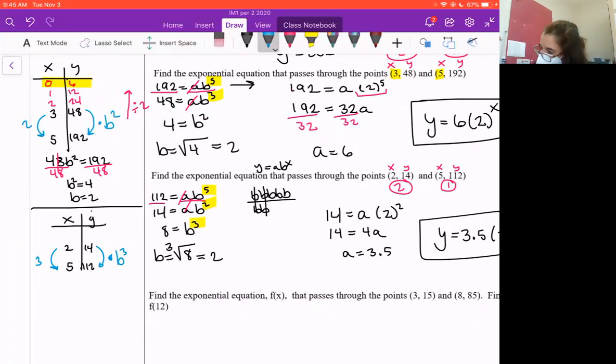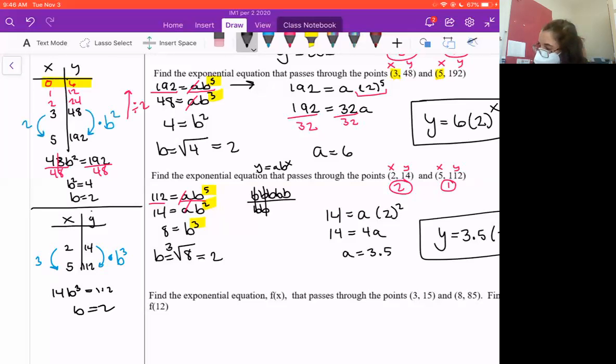So here I would say 14 times b to the third equals 112. I divide by 14 and I get b to the third is 8. Take the cube root. I'm going to get b equals 2. It's the same thing. It's the same equation as right here. I mean, literally, look, 112 divided by 14. That's what we did right there. And we got the b to the third by subtracting the 5 and the 2. So we're doing the same steps. We're just setting it up differently.